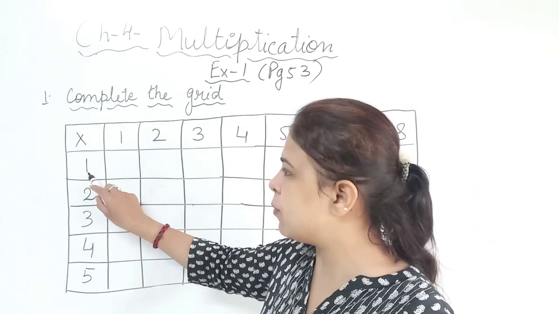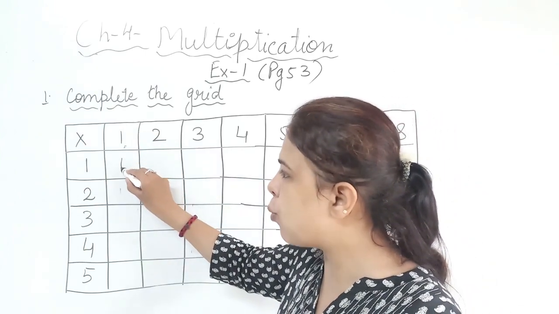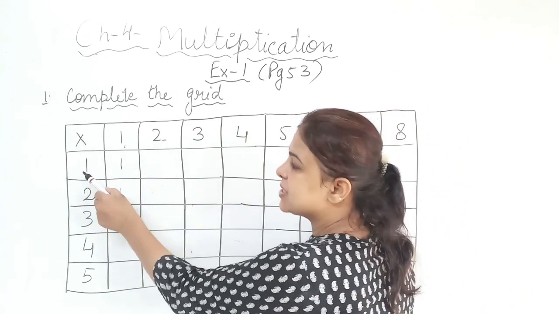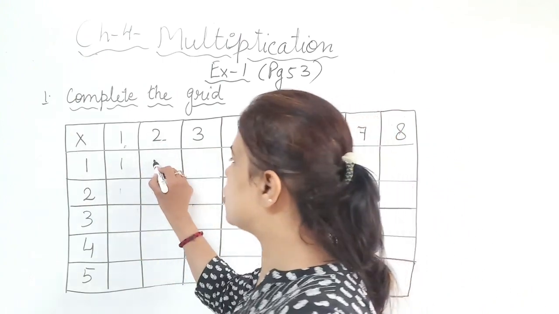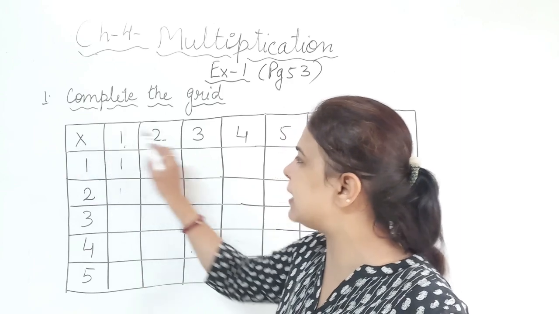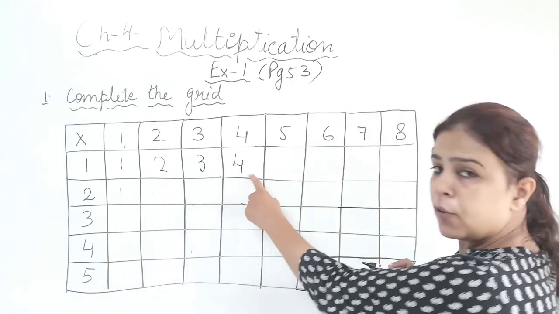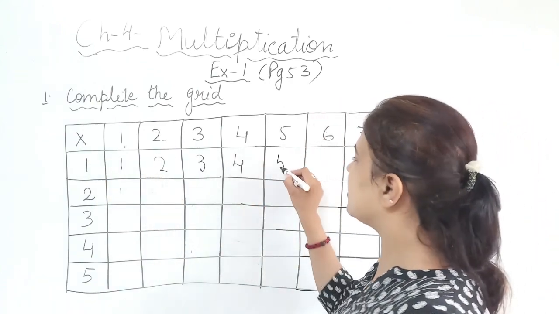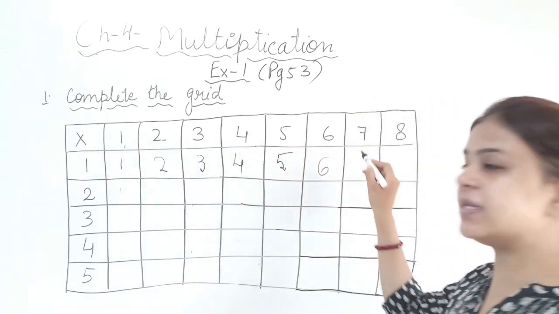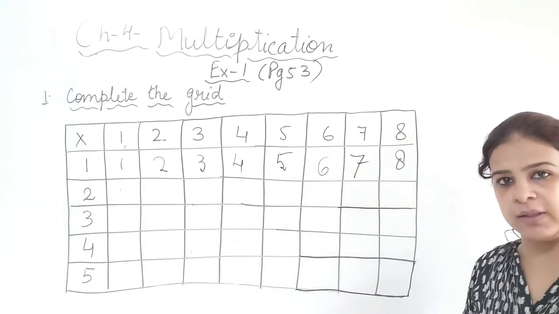Now I will do it like this. 1 multiply by 1 means 1 ones are 1. Now coming to here, 1 multiply by 2 means 1 twos are 2. So what will I write in this column? I will write down 2. The same way, 1 threes are 3, 1 fours are 4 over here, 1 fives are 5, then 1 sixes are 6, then 1 sevens are 7 and 1 eights are 8. This was one table.